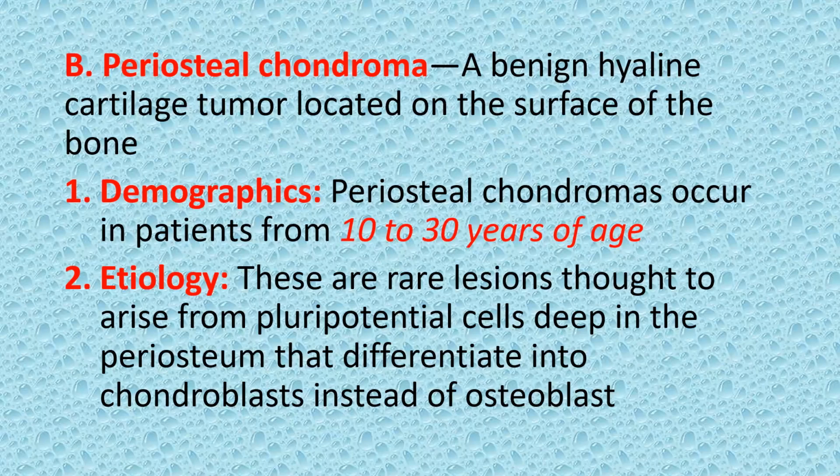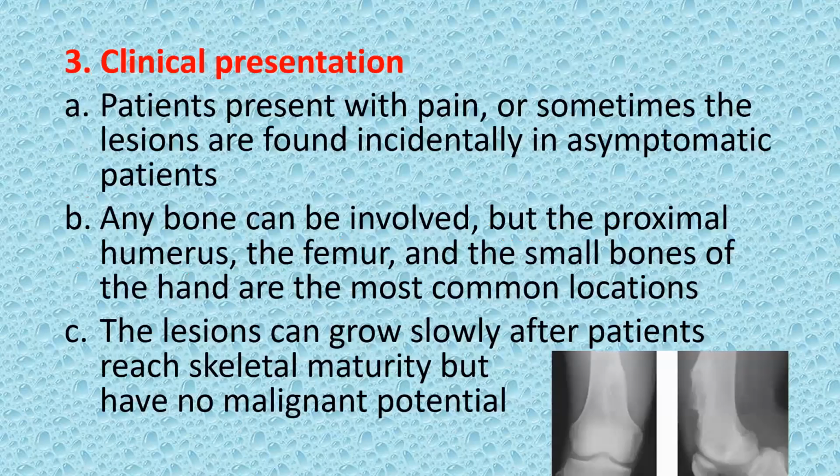Patients present with pain or sometimes lesions are found incidentally in asymptomatic patients. Any bone can be involved, but the proximal humerus, the femur, and the small bones of the hand are the most common locations. These lesions can grow slowly as the patients reach skeletal maturity, but have no malignant potential.